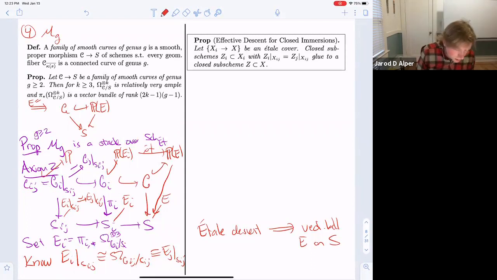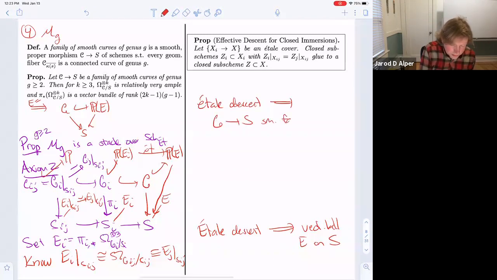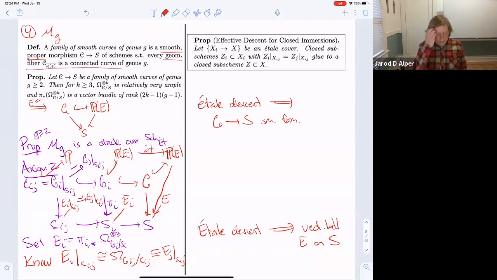And so we've constructed C over S. And then finally, tau descent will imply that this has all the properties we want, that it's a smooth family. The conditions of smoothness and properness are tau local, and this is also a condition on fibers, so that's also local. All right, so that concludes the proof.